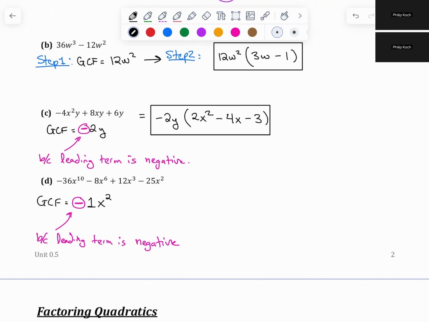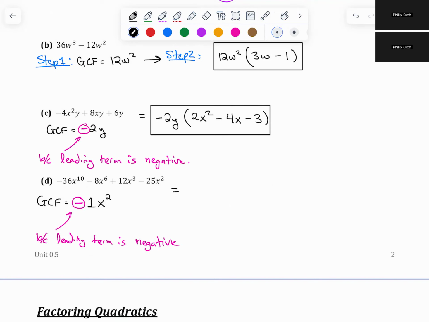So you should get negative 1x squared. That 25 is being a butt, as my son would say. Because all the other ones are divisible by 4. 36 is divisible by 4, the 8 is divisible by 4, 12 is divisible by 4, but that 25. And in order to be a GCF, it has to be able to go into all the terms, not just some of them. So we just get a negative x squared.